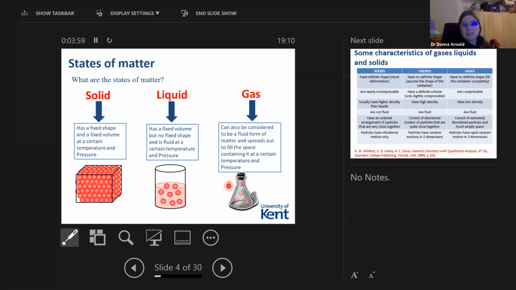So if I put it in a stoppered conical flask like I have here, it will have this volume, but if I take off the stopper, it's going to expand to fill the room, and it will have the volume of the room.